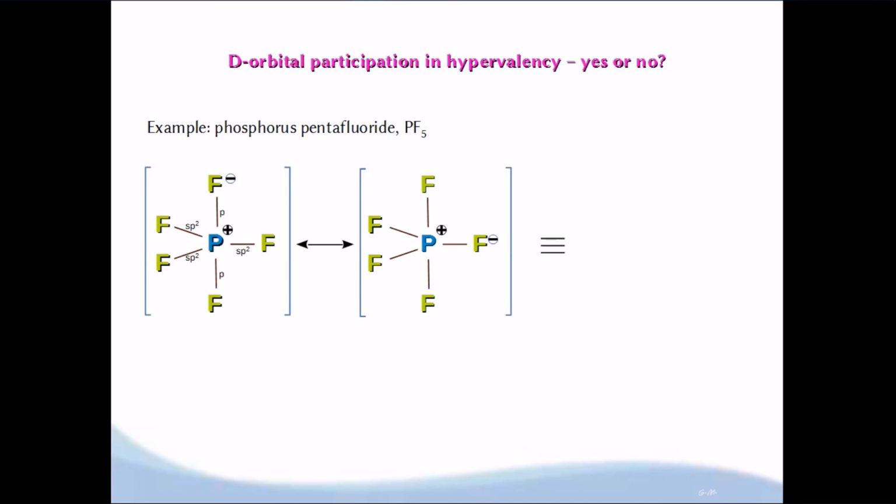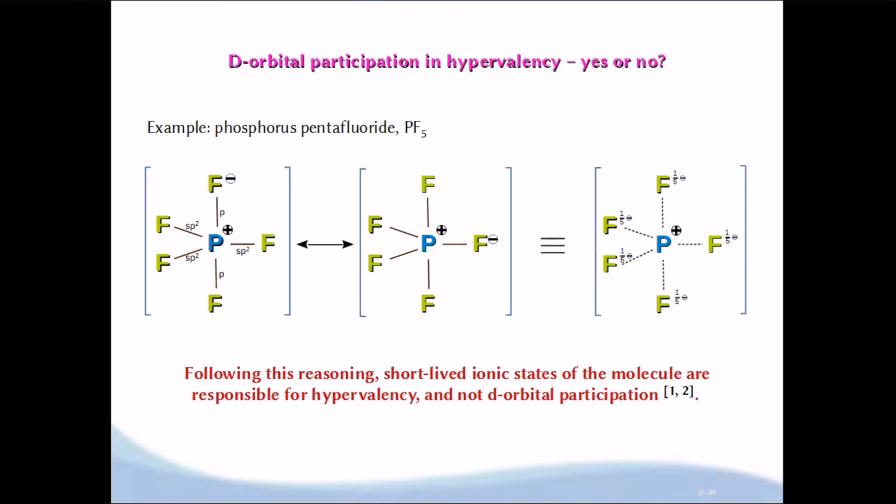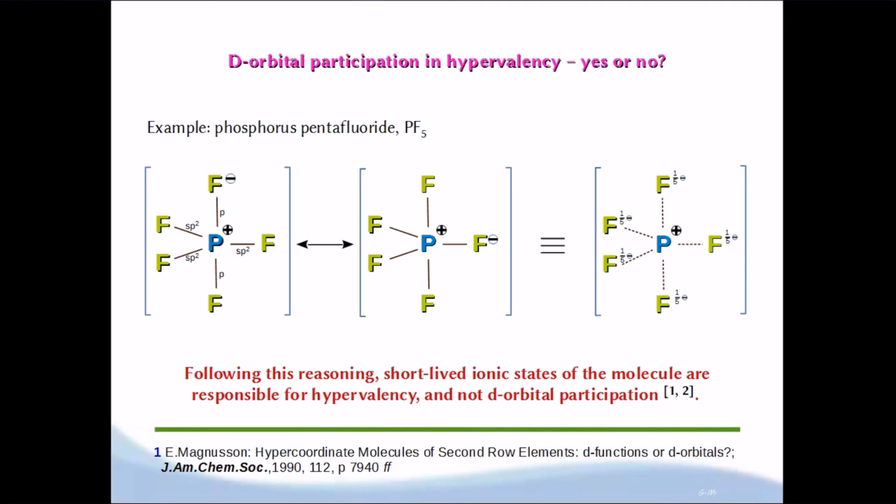A mix of these 5 resonance structures reveals that phosphorus always takes a positive charge, whereas the negative charge is distributed over the 5 fluorines. Following this reasoning, short-lived ionic states of the molecule are responsible for hypervalency and not d orbital participation. Research confirming this has been done as early as 1969 and as late as 1990.